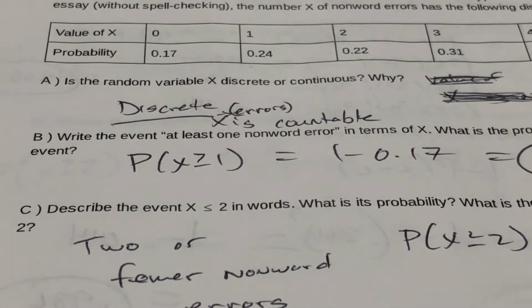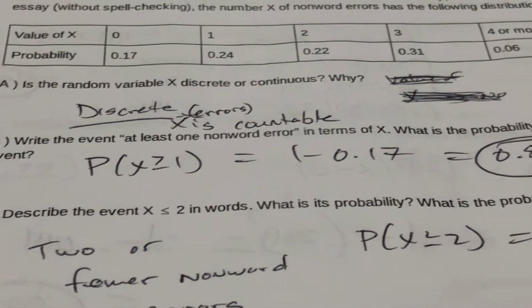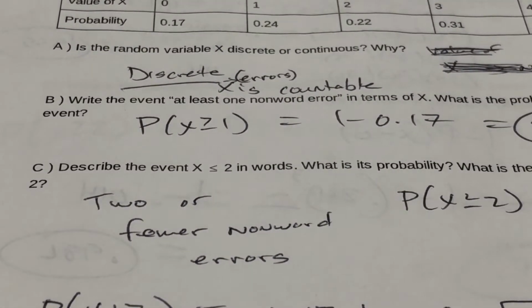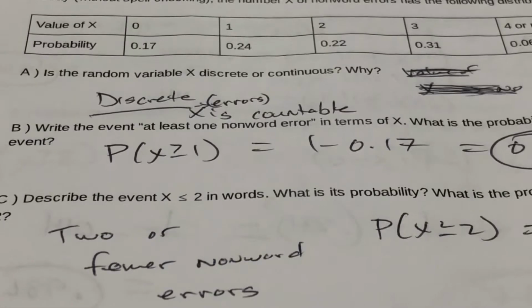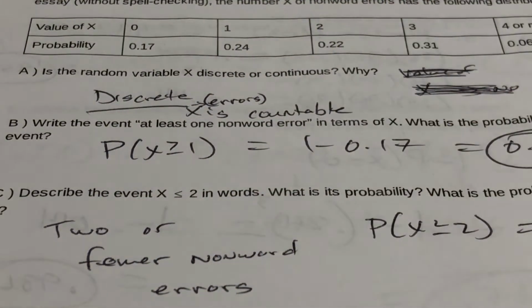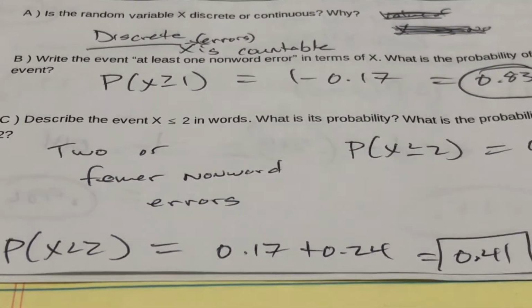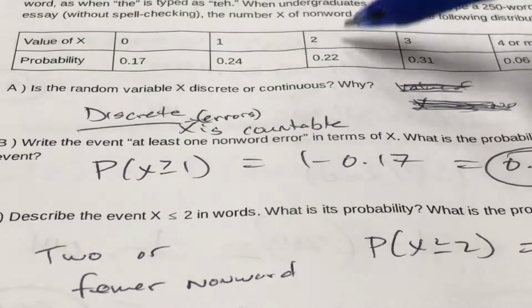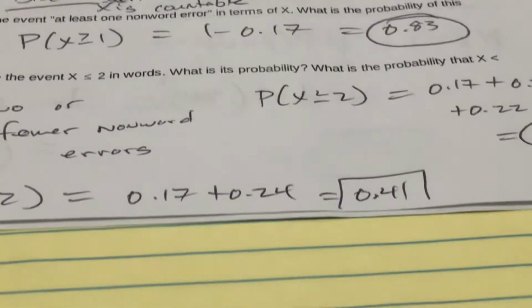That's what we want. So write the event at least 1 non-word error. So X is greater than or equal to 1, which is 1 minus no errors, which is that. All right, describe the event X is less than or equal to 2 in words. That is 2 or fewer non-word errors. The probability X is less than or equal to 2 would be this plus this plus this. And then what is the probability that X is less than 2? If X is less than 2, you made 0 or 1 errors because, again, you can't make 1.8 errors. Less than 2 means that one and that one. Add both those up, and you get 0.41.